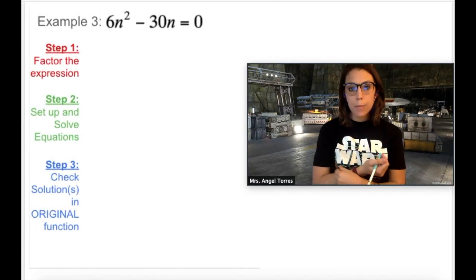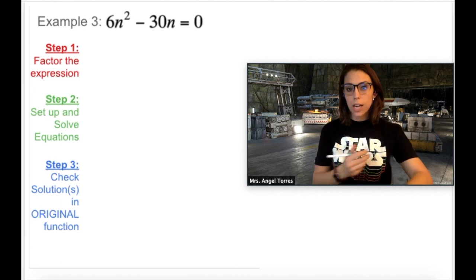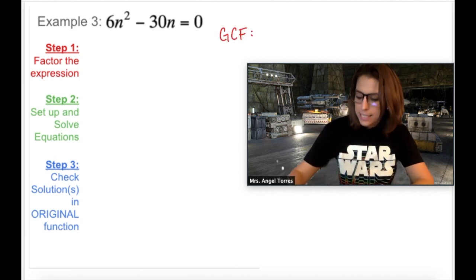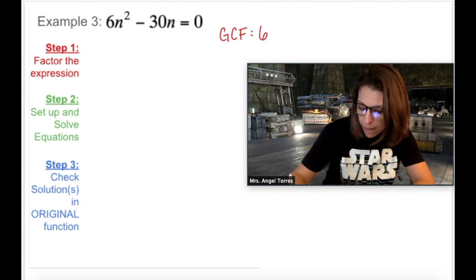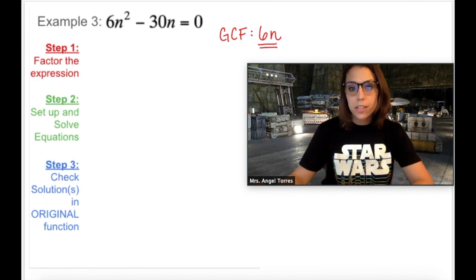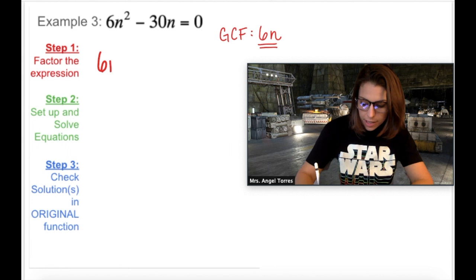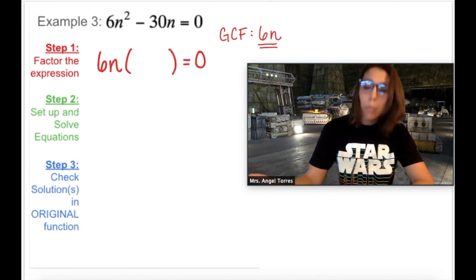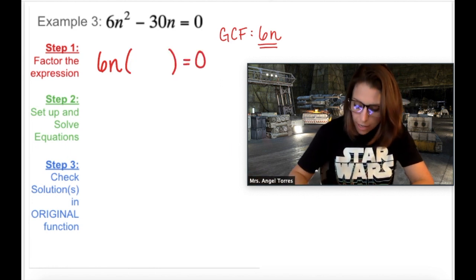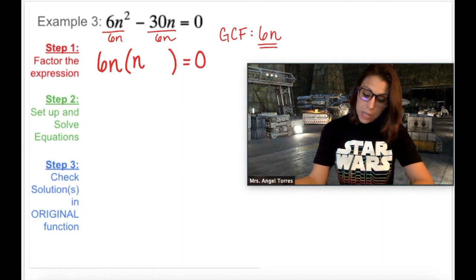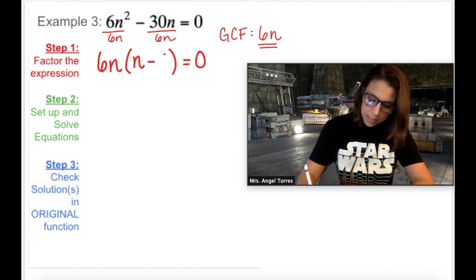What is the greatest common factor of 6n squared and 30n? Well, 6 goes into both 6 and 30, and both of them have at least one n in common, which means the GCF, or the greatest common factor here, is 6n. So 6n is the first factor in my new product. But what's left behind? After I take 6n out of both of these terms, what are we left with? n. And 30n divided by 6n leaves us with just 5.